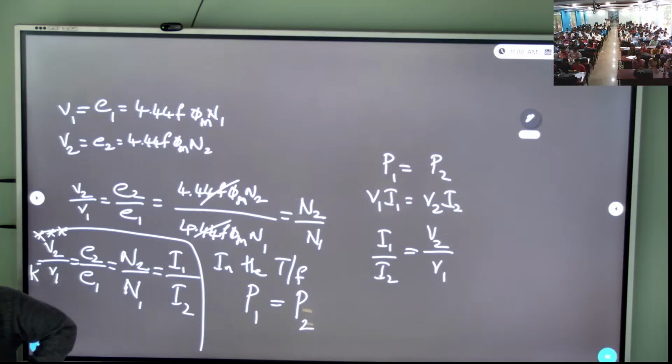So this is the formula: V2 by V1 is equal to E2 by E1 is equal to N2 by N1, that is equal to I1 by I2. Only the current is different, I1 by I2. The remaining are all 2 by 1. Only the current is 1 by 2. Now we will do the problems on transformers.